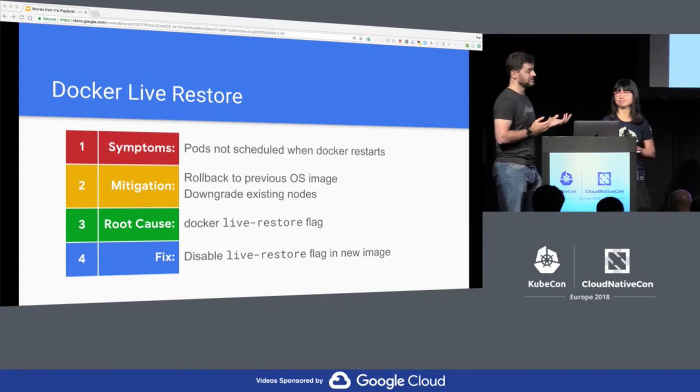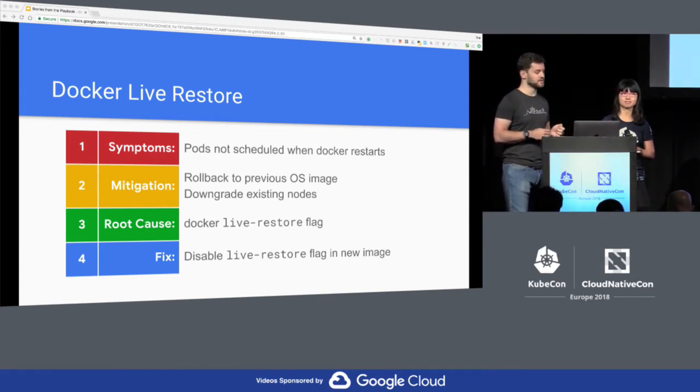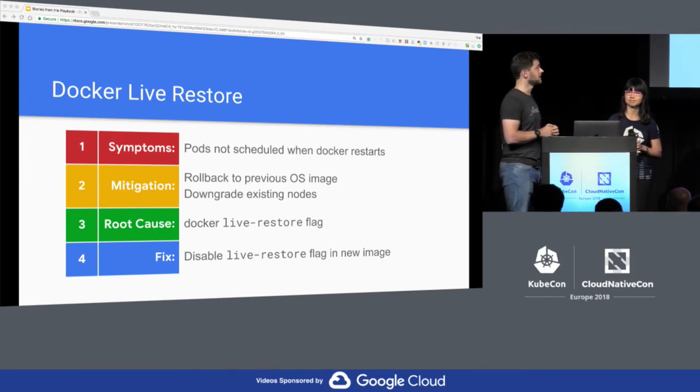So that's the theory of incident management. We're now going to look at 3 different incidents that occurred recently and how we dealt with them. The first one is to do with Docker, which of course runs on every cluster master and every node.